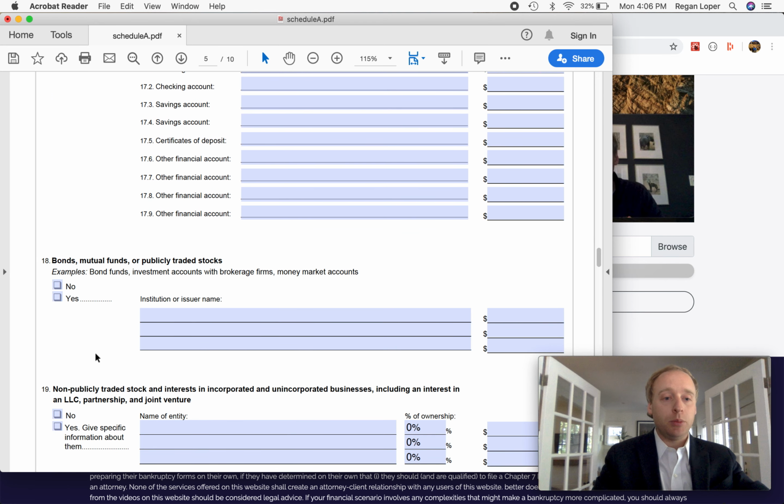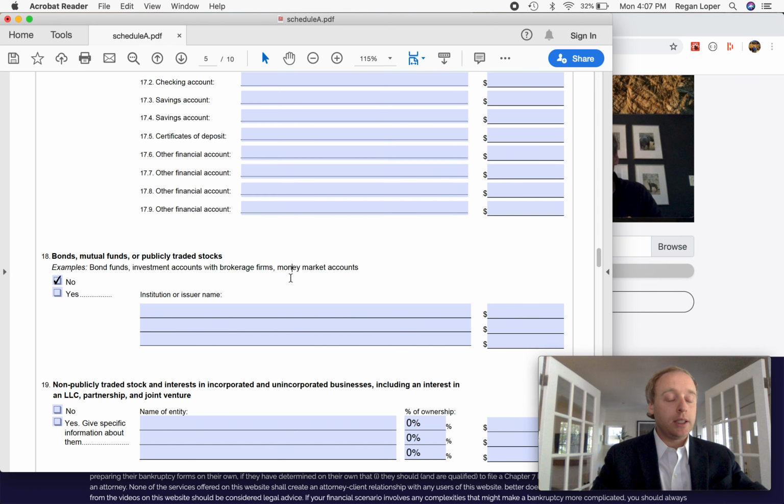Question 18, bonds, mutual funds, publicly traded stocks. If you own any of those, you'd need to fill them in here. And if you have more than 3 that you need to list, you'd need to include an attachment. In her example, she selected the no option.